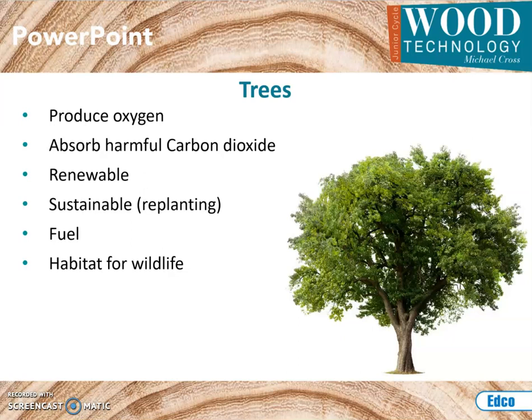The ecosystem is where the animals and plants live, and it's a very fine balance. If you start cutting down trees, animals start losing their homes, then they start dying. They start pushing into cities looking for food, and that's when problems start to occur. So, habitat for wildlife.